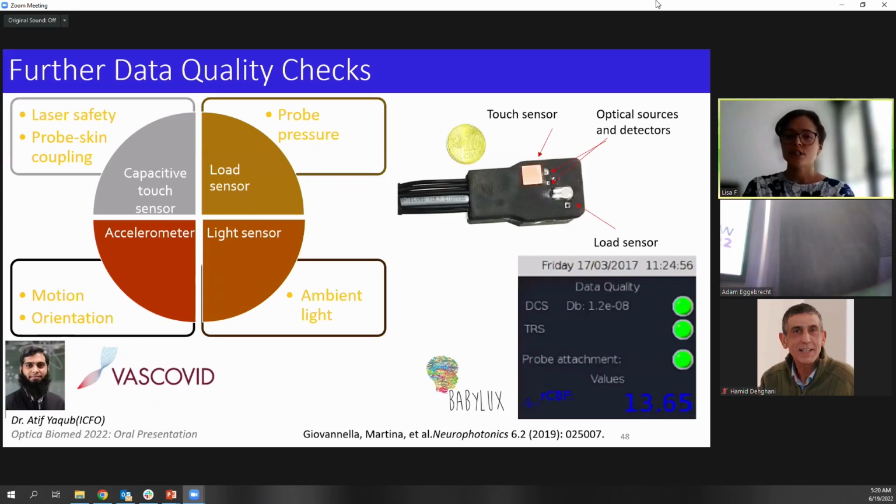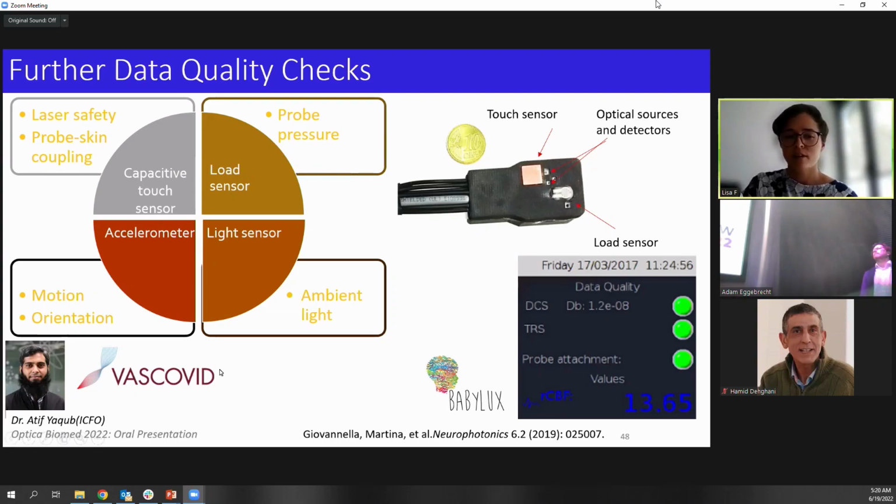I also want to include this slide to say that the data quality in DCS is affected by similar things as NIRS. So motion does affect us. Ambient light is an issue. And the contact of the probe to your skin is also an issue. In order to monitor all of this, we have integrated different sensors onto our optical probes so that we can monitor, for example, motion artifacts using an accelerometer, etc. This image here is showing that integrated probe with lots of sensors with the optical fibers.